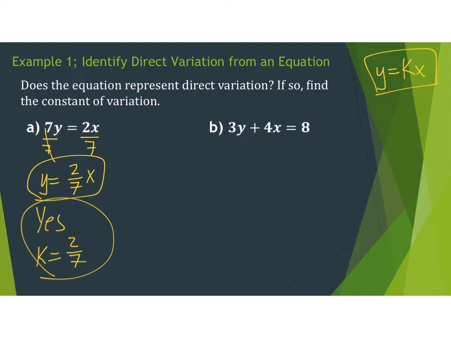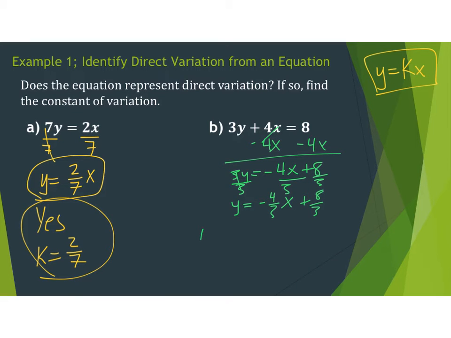In the next one, when we're solving for y, we're going to start by subtracting the 4x. And we have 3y equals negative 4x plus 8. Then we divide by the 3. And we have y equals negative 4 thirds x plus 8 thirds. So this is not direct variation because you're adding something else to the x.